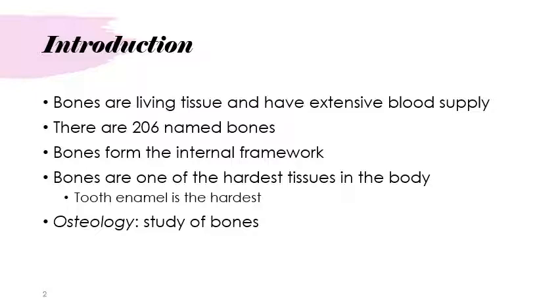Sometimes people will say there's 208, depends on the text or the person that you are reading from, because we have two little sesamoid bones, but we'll talk about those bones later. So this bone chapter is really how our whole framework is made up.